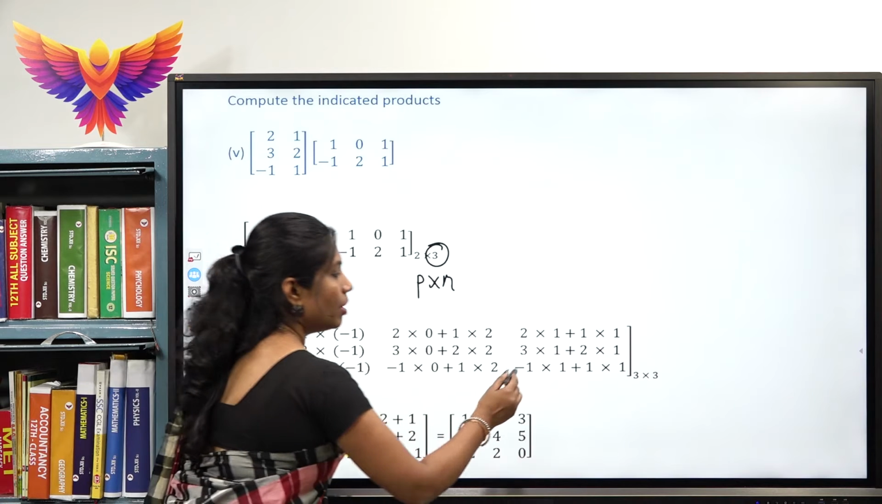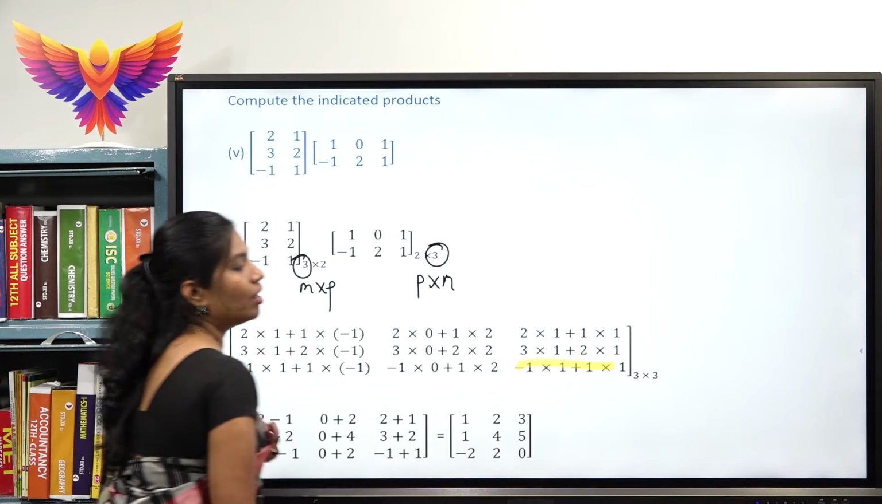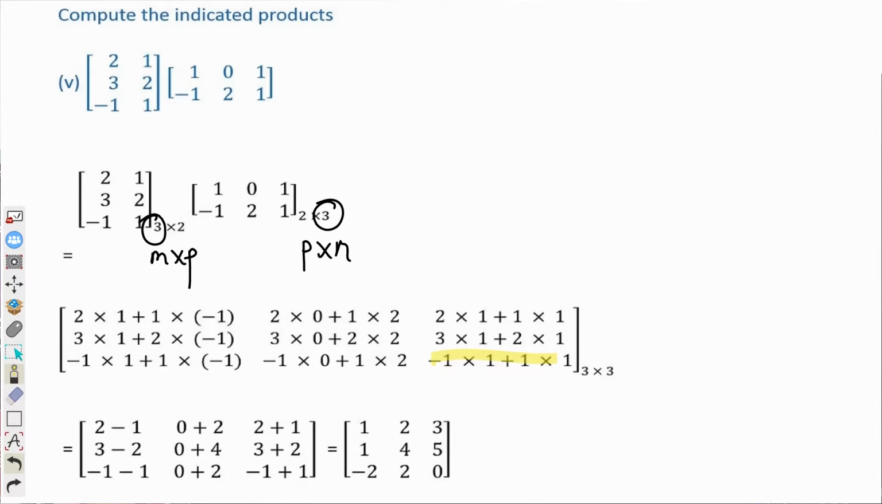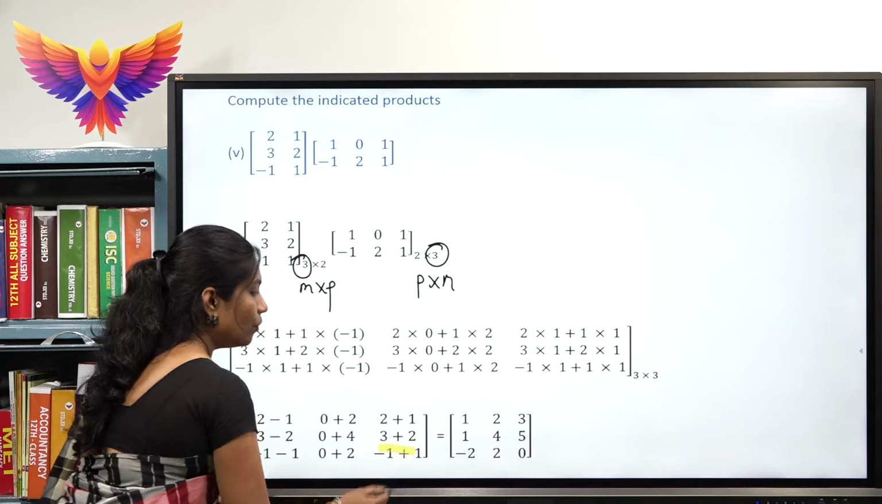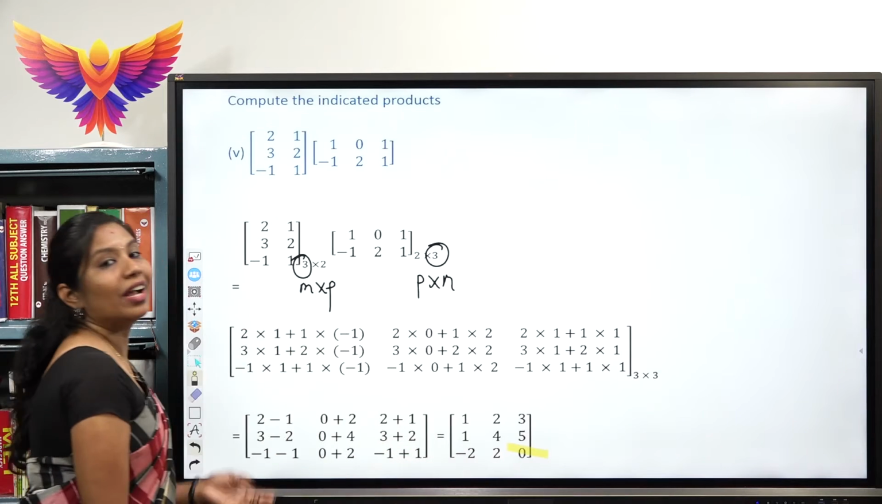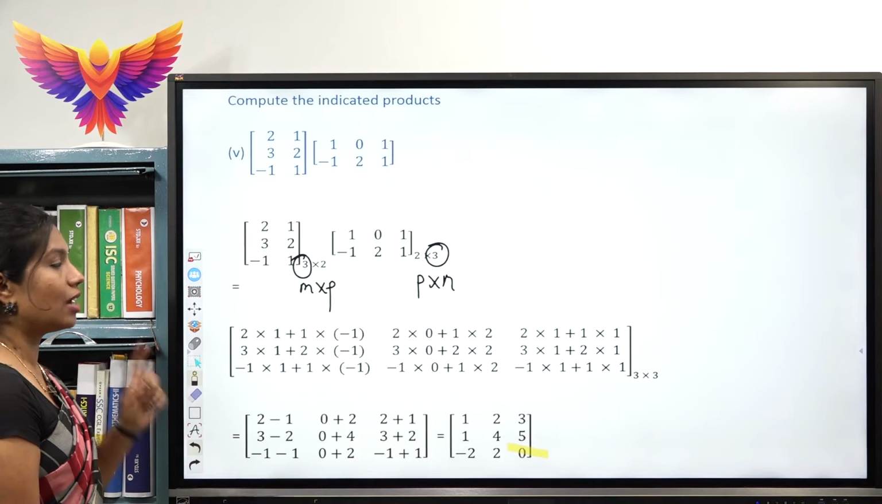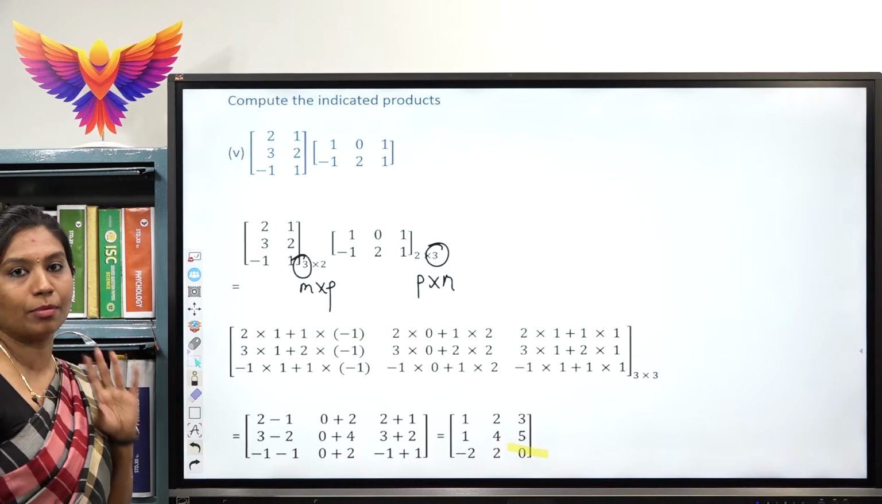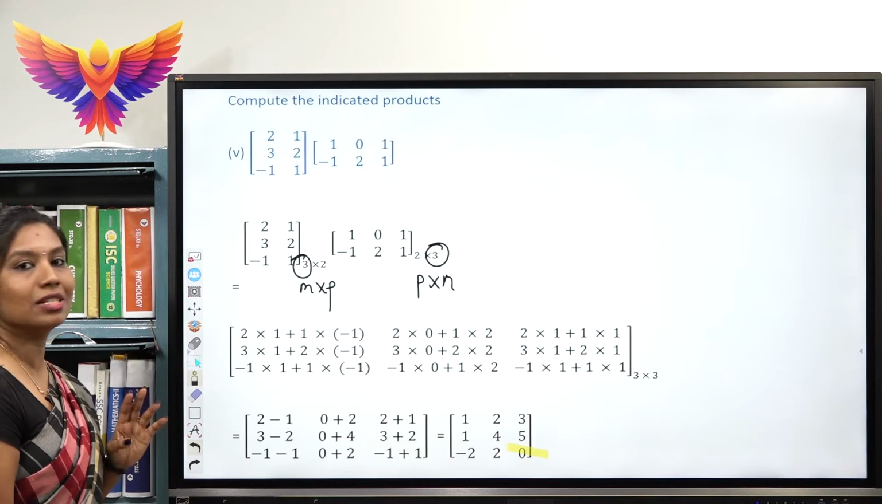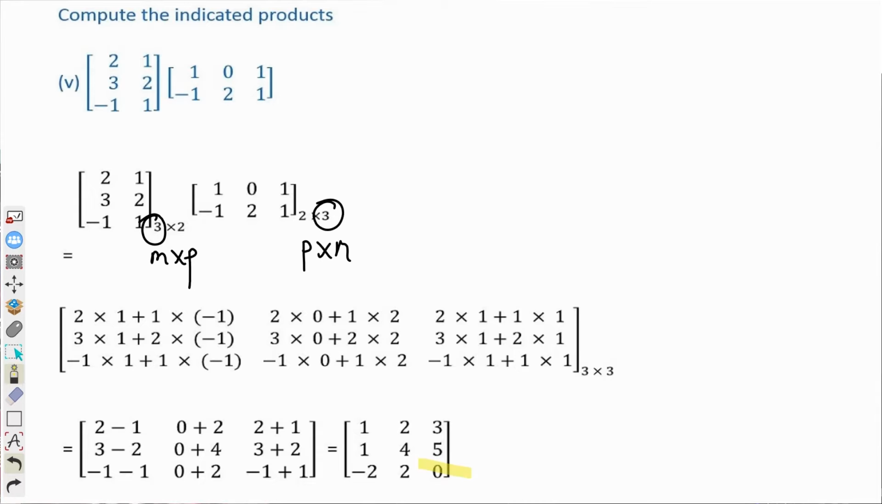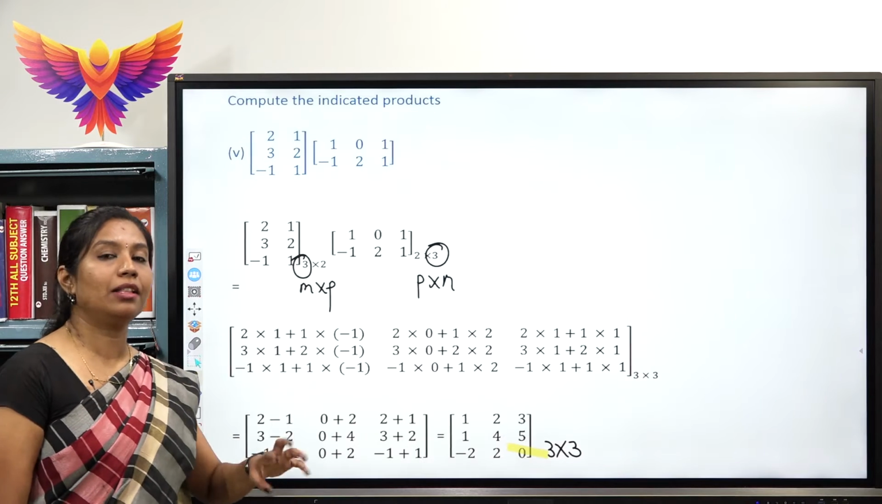The last term, minus 1 into 1 plus 1 into 1. So, plus 1 and minus 1 is what I will be getting here, which will turn out to be 0. So, the final required matrix satisfying the condition is a 3 cross 3 matrix, where M and N is 3 and 3 here. So, I will be getting the matrix which is of order 3 cross 3. So, this is how we multiply the matrix.